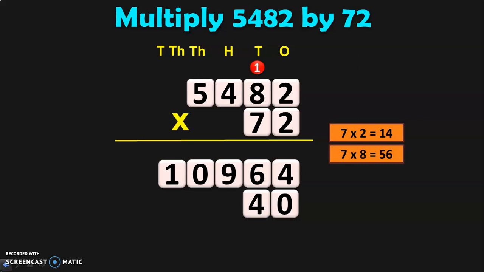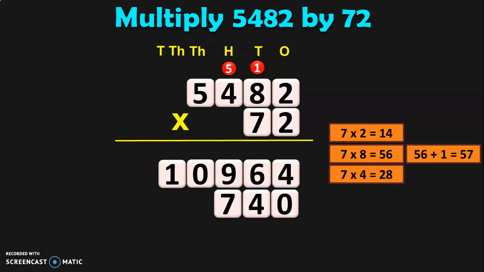7 into 8 is 56. 56 plus 1 is 57. So 7 in the hundreds place and 5 will be taken as a carryover. So next what we have to do is multiply 7 into 4, which is 28. 28 plus 5 will give you 33.